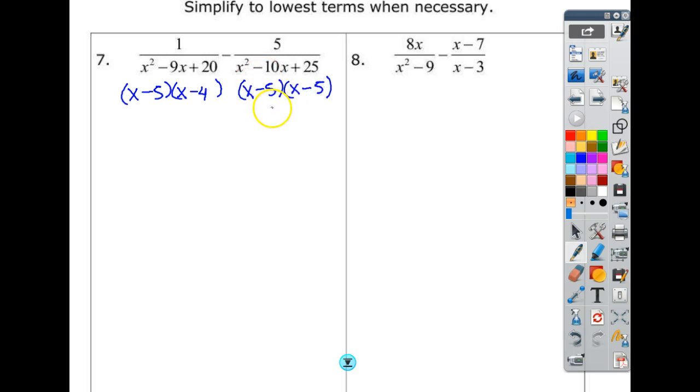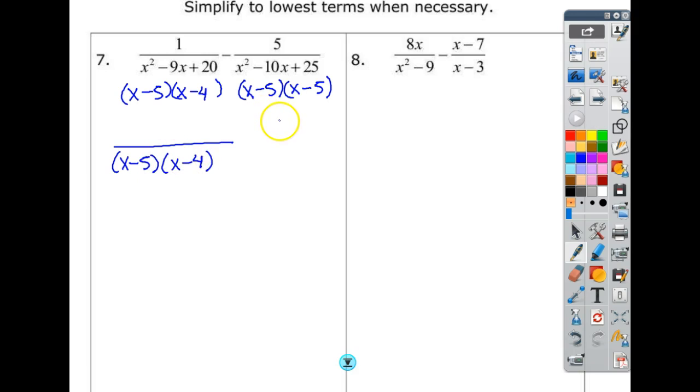Okay, did I work this one on Friday? I started it, did I finish it? I didn't finish it. I think I just got you started on it, didn't I? Okay, so after you factor the denominators, you have to build a new denominator, and everybody gets represented in that new denominator. So this x minus 5 gets represented. The x minus 4 gets represented.